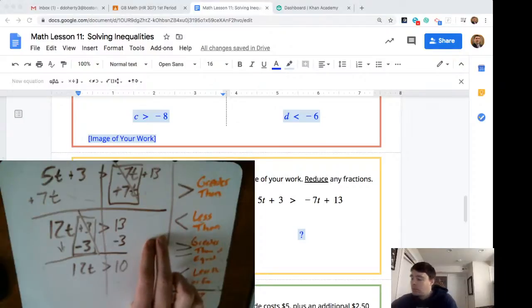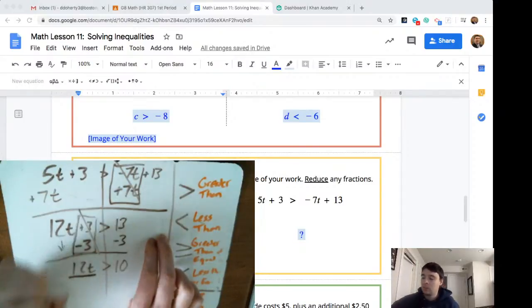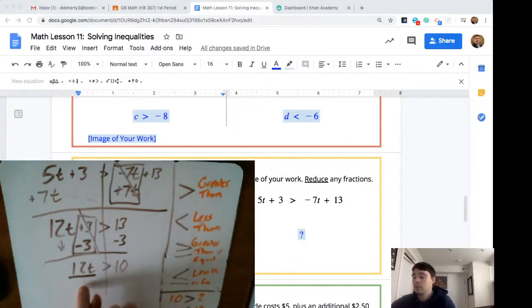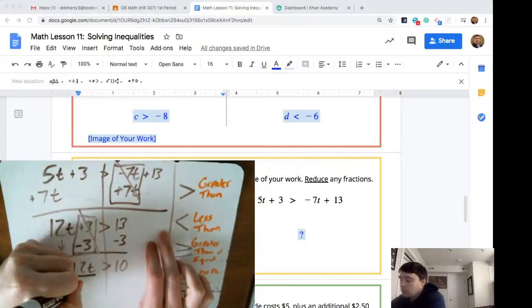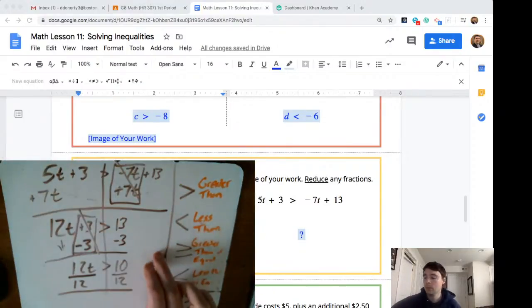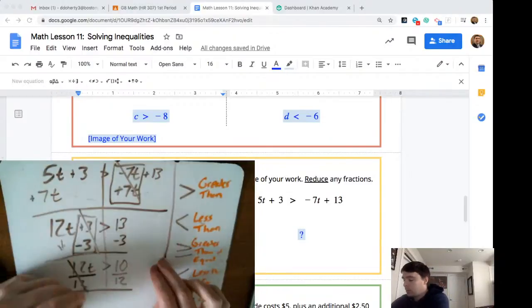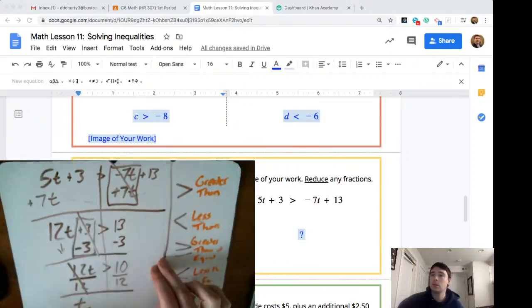And hopefully we're familiar now, whenever we have the 12t or whatever variable it is all by itself, we divide by whatever the coefficient is. In this case, divide by 12. And that cancels out our multiply by 12. 12 divided by 12 gives us 1, so we have 1t. I'm just going to write that as t, like I usually do.